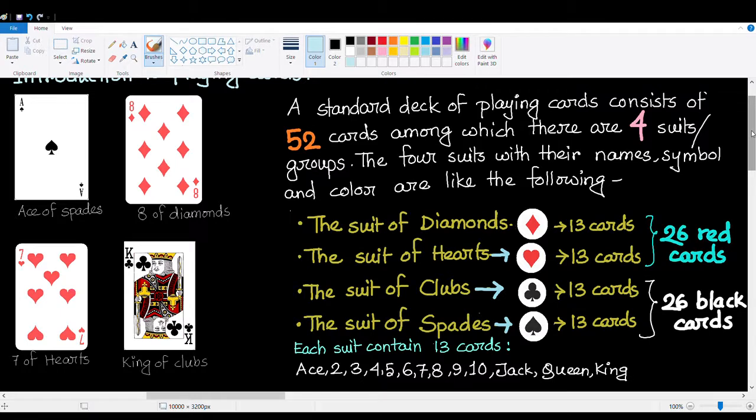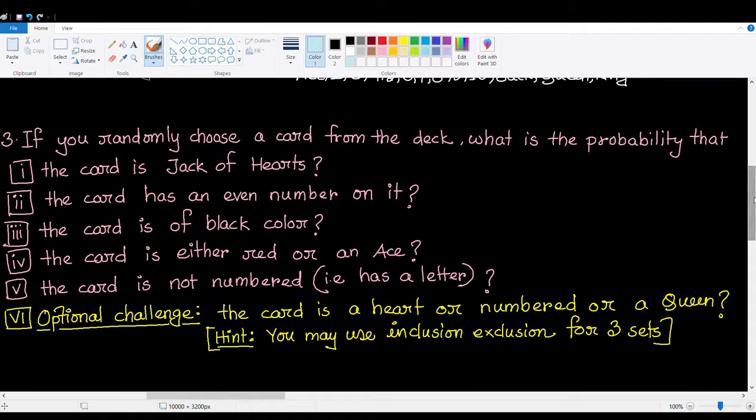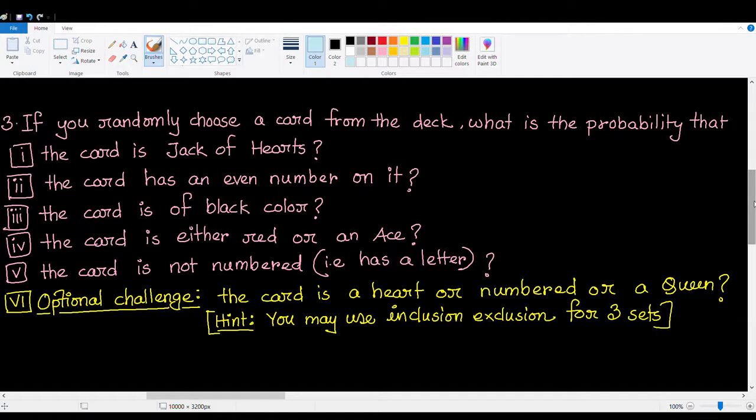I hope you understand how many cards there are, how they are divided, what the symbols and colors of the cards are, and how the cards in each suit are named. Okay, now let's see our question. Question 1 states that if you randomly choose a card from the deck of cards, what is the probability that it's a jack of hearts?